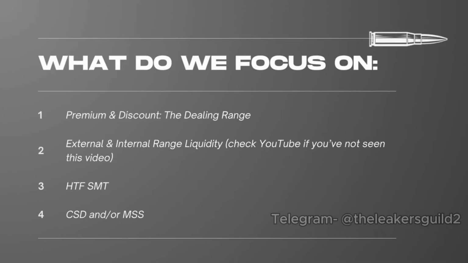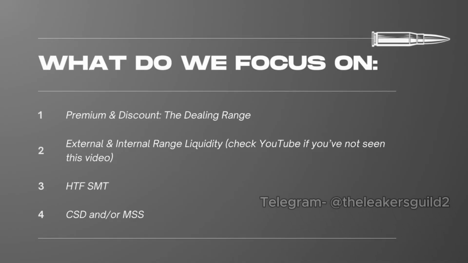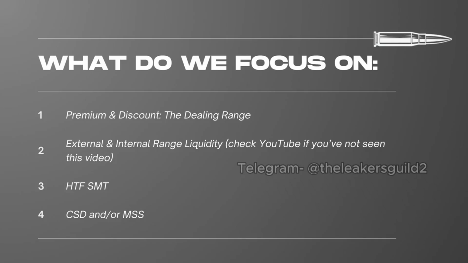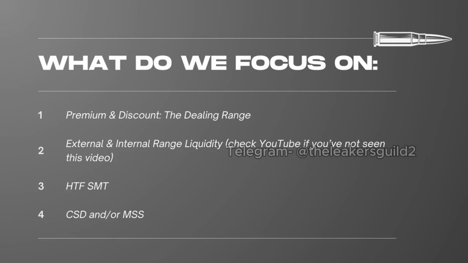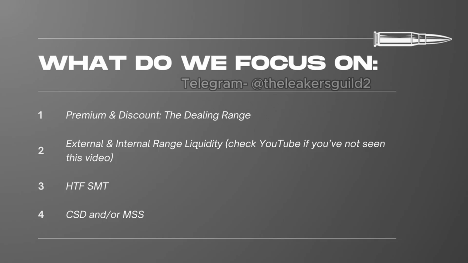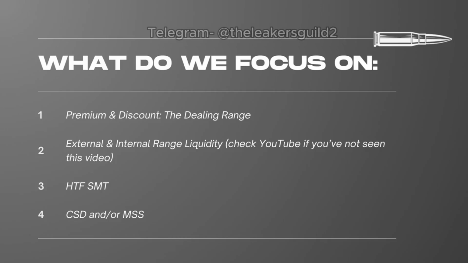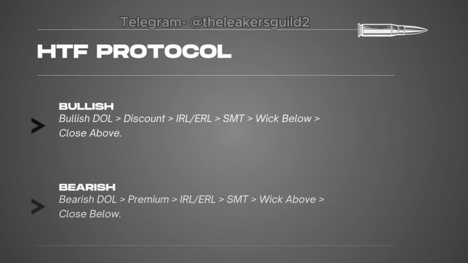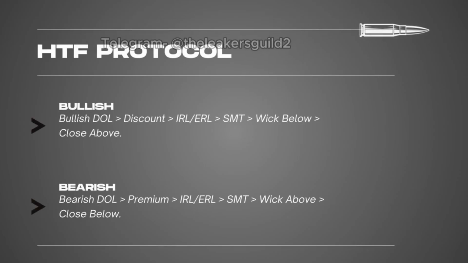Now, what are we going to be focusing on? We're going to focus on four topics here. We're going to be talking about premium and discount, which is the dealing range you're working with. Then we're going to be talking about external and internal range liquidity, and you can check YouTube if you have not seen the video. It's on the MMXM Trader's YouTube. Then thirdly, we'll be talking about higher time frame SMT. And fourth, we're going to be talking about the change in the state of delivery and/or a market structure shift. So this is our higher time frame protocol.